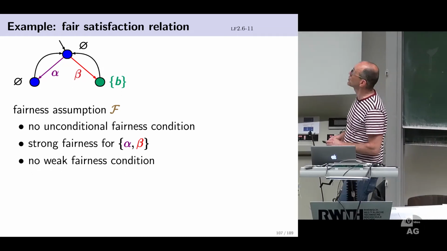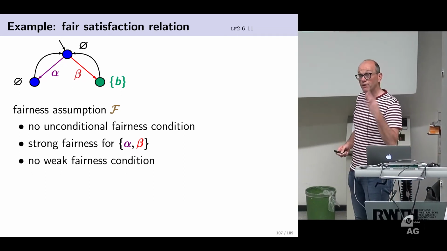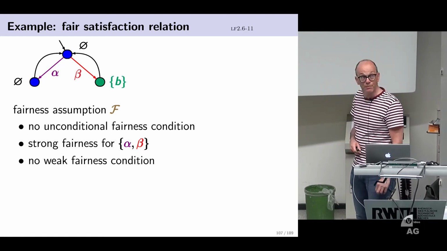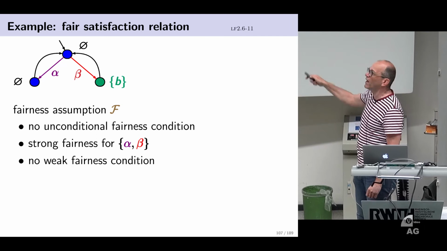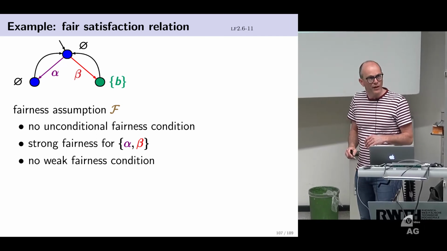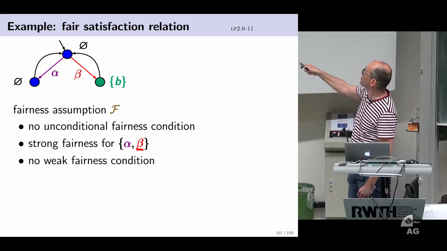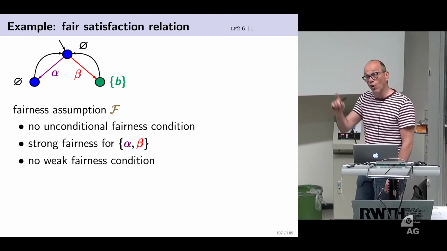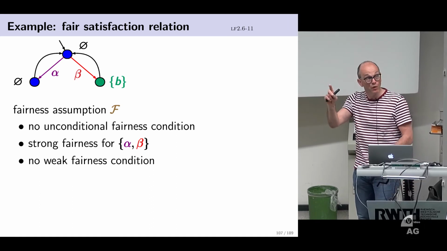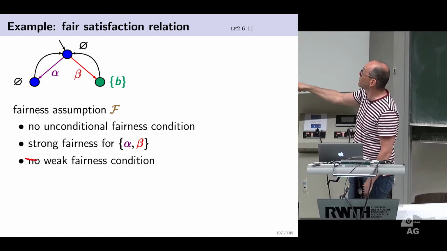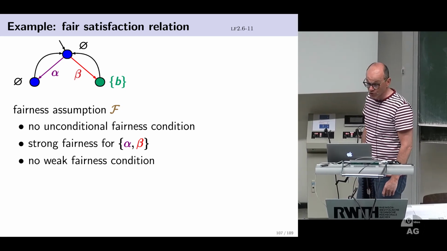Suppose I have as fairness assumption the following combination. Remember, a fairness assumption is always a triple. Here are the three elements of this triple. I don't have to impose any unconditional fairness assumption. I want to be strong fair with respect to the set alpha beta. So I have only one set. Remember, in general, we have a set of sets, but this is only a case where we have one set. And I don't impose a weak fairness condition.